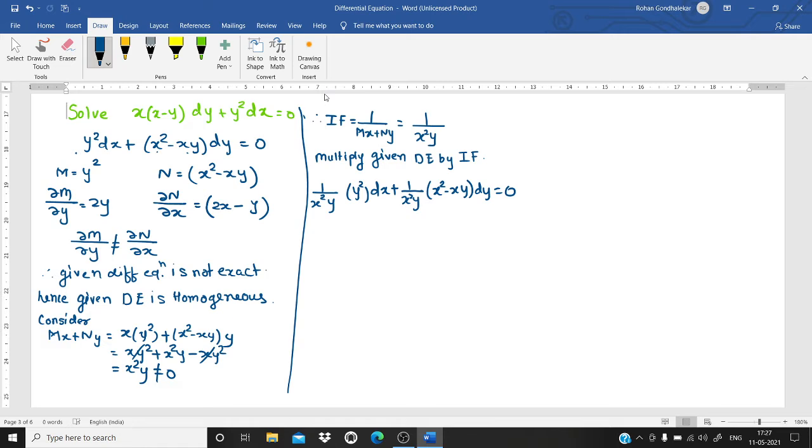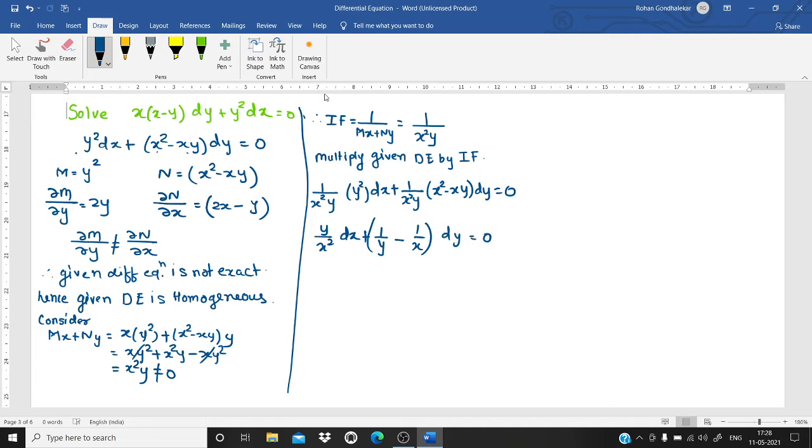So multiply with this integrating factor to the bracket. What do I get? y square upon y gives me y. So this is y upon x square into dx plus 1 upon x square y into this bracket. In the first term, x square upon x square gets cancelled and we get 1 upon y. Minus, in the second term, the x in the numerator and x square in the denominator, one x gets cancelled, so we get x in the denominator, and the y in the numerator and denominator gets cancelled. So what I'm getting is 1 upon y minus 1 upon x dy equals to 0.